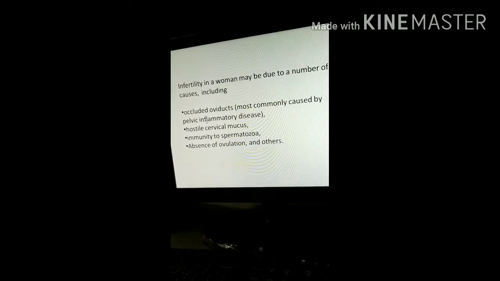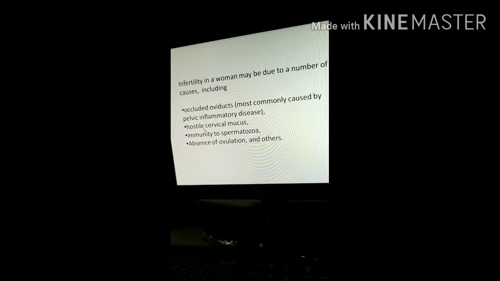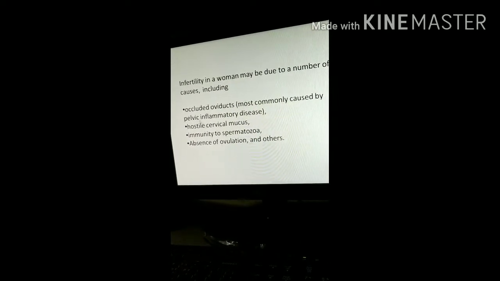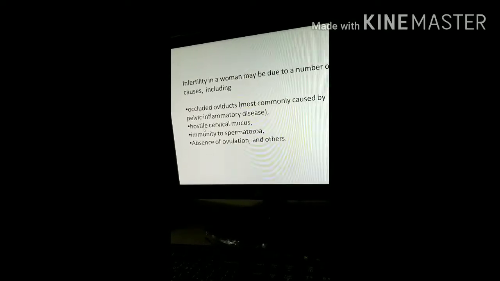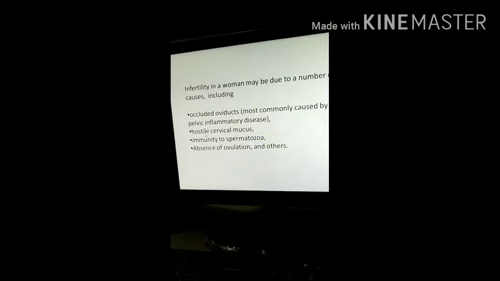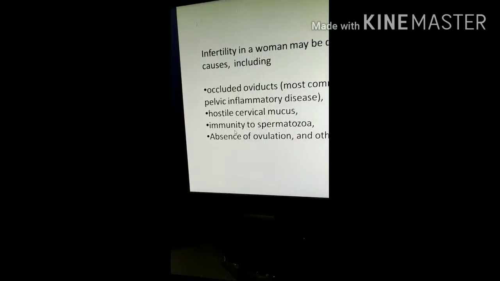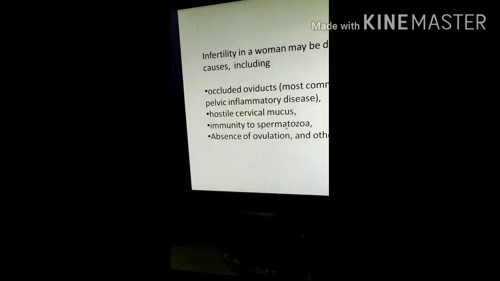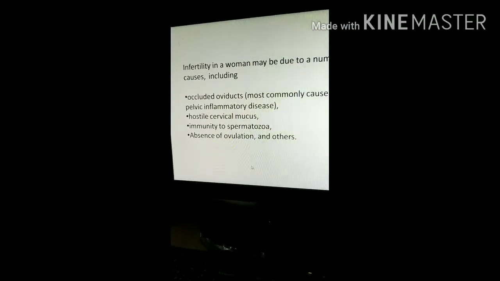The most common cause is pelvic inflammatory disease. It can obstruct the fallopian tube, and if the cervical mucosa is hostile, it prevents the transport of the ovum. Spermatozoa are a foreign body, so there can be immunity to the spermatozoa. And last is the absence of ovulation.